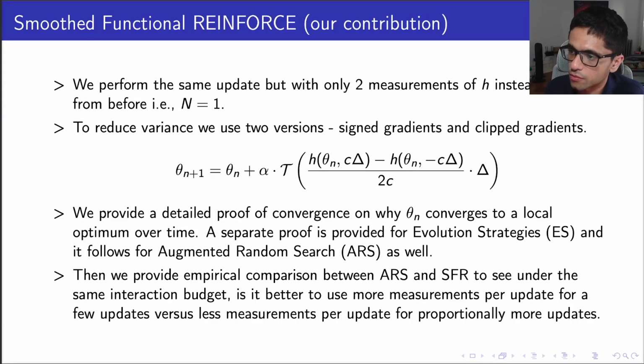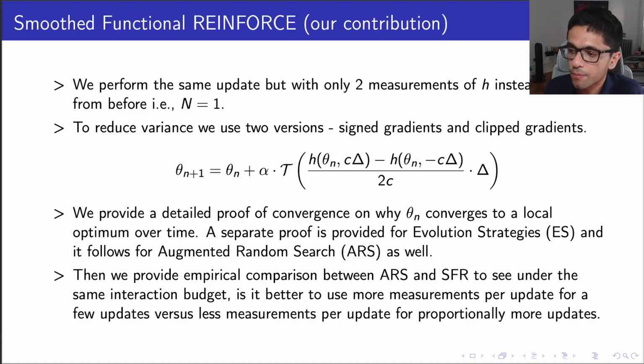Now, back to our algorithm, smoothed functional reinforce, SFR. The key idea is to perform the same update with just two measurements of H instead of 2n. This allows us to utilize our experience with the environment more efficiently by continuously updating the policy. To address variance, we adopt standard techniques such as sign gradients and their clipped versions, both norm-wise and component-wise. The main contribution of our work is a detailed proof of convergence for both the SFR algorithm and evolution strategies. This result automatically extends to ARS, thereby providing a strong theoretical foundation for all the algorithms we discuss.